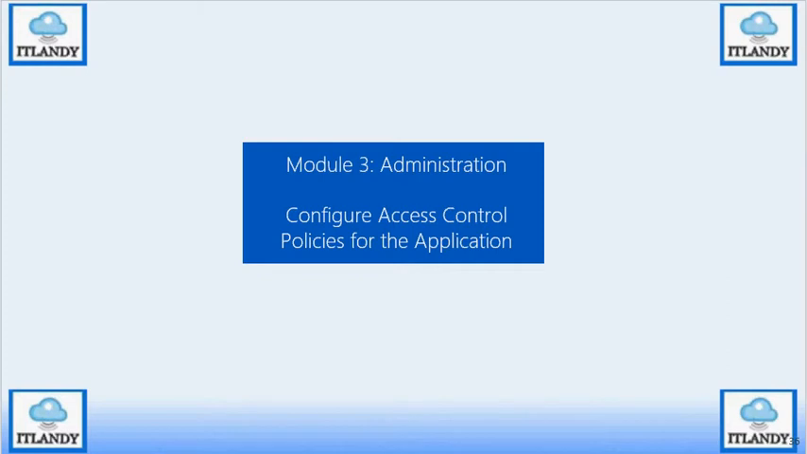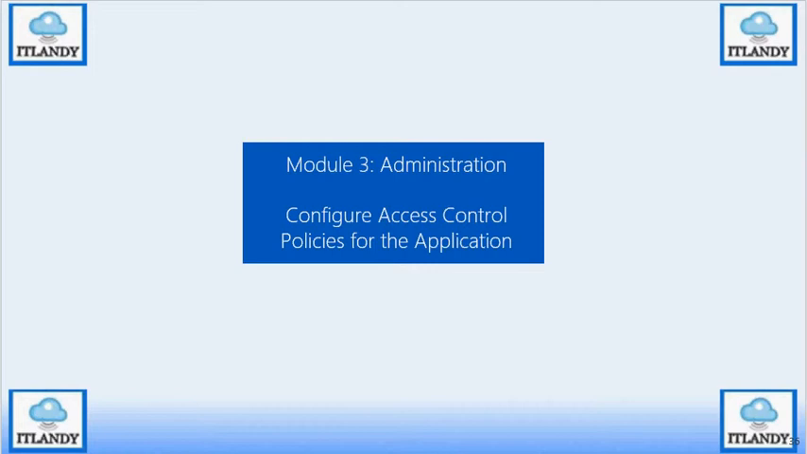For today, we will cover part 5 of Module 3 for Active Directory Federation Services. For this part, which is part 5, we're going to do the configuration for access control policies for the application. A quick recap: we did Module 3 A, B, C, D, and today will be E.